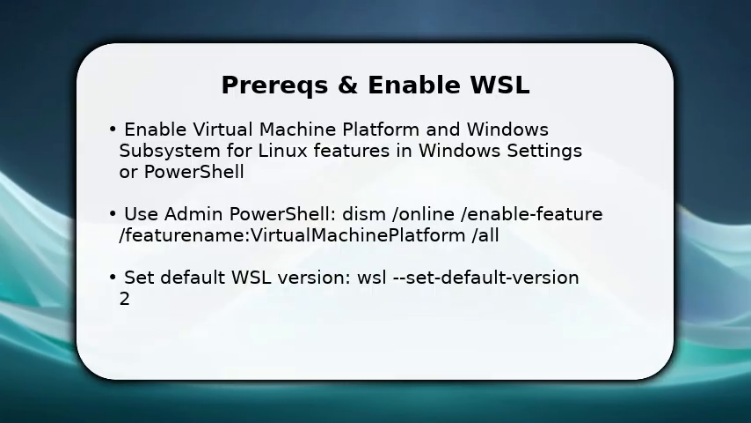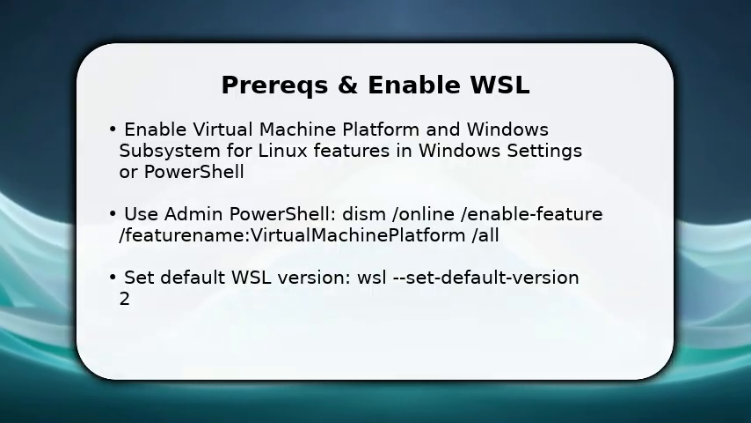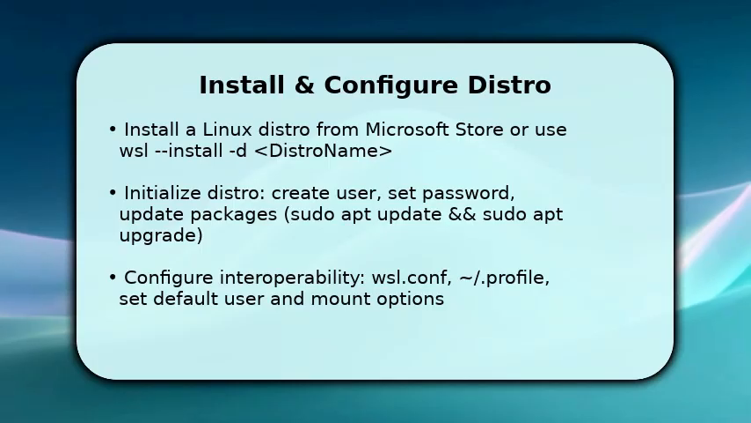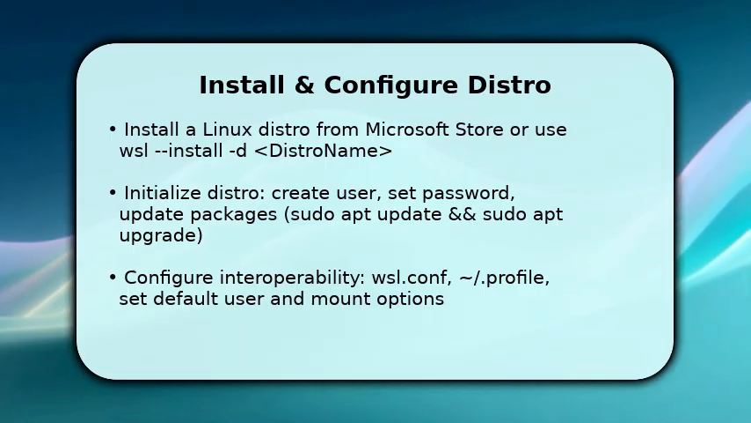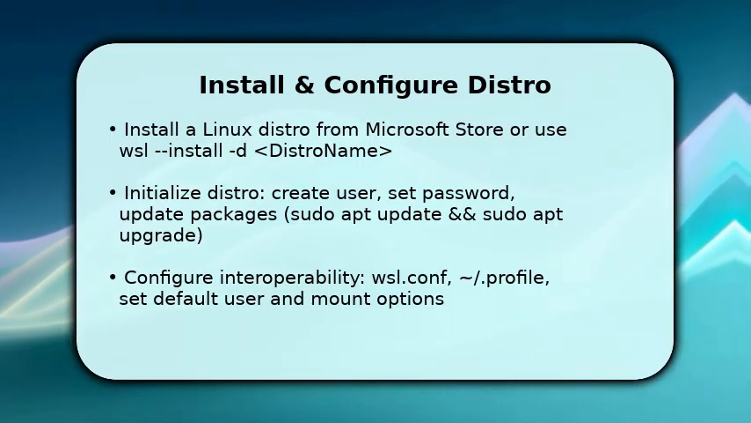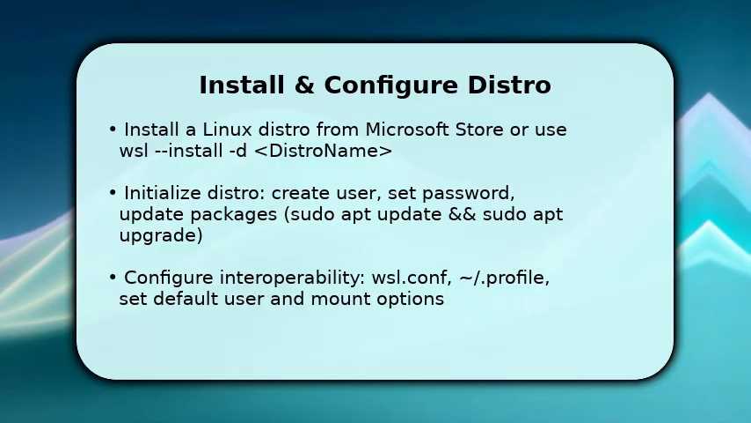Now you install and initialize a distro so you can run Linux tools. Use the store or WSL install -d Ubuntu to fetch an image, launch it, create your user, and set a password. Once in, update packages to get security fixes and necessary tools.